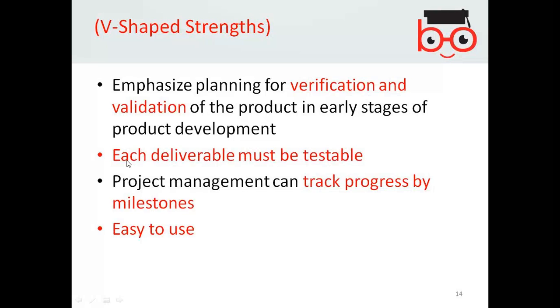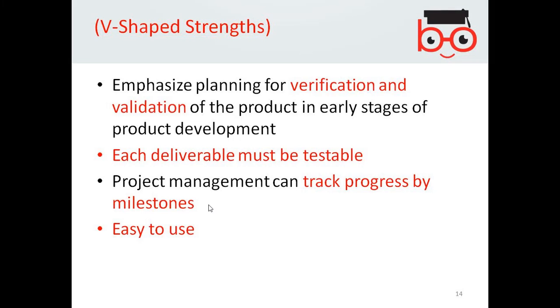Each deliverable must be testable. For example, if you created two diagrams, then you must test those diagrams in parallel. Project management can track progress by milestones. A milestone is basically the deliverable. You created three diagrams, you tested them, and you tracked it.